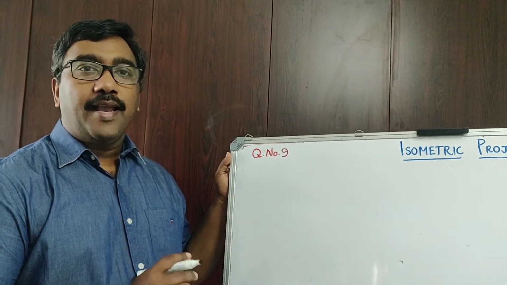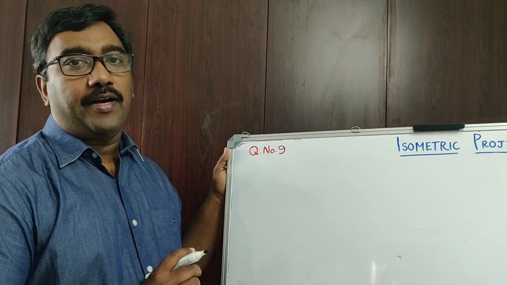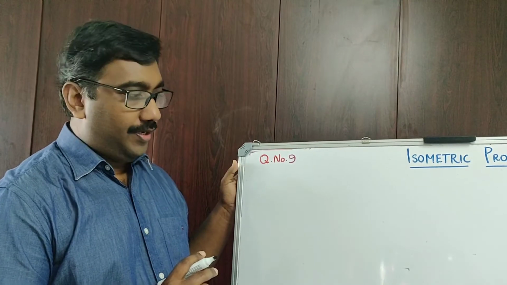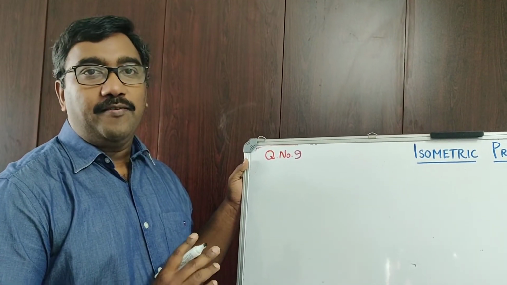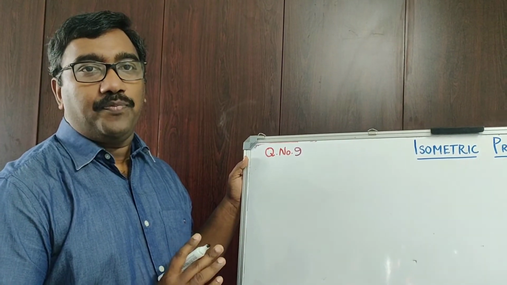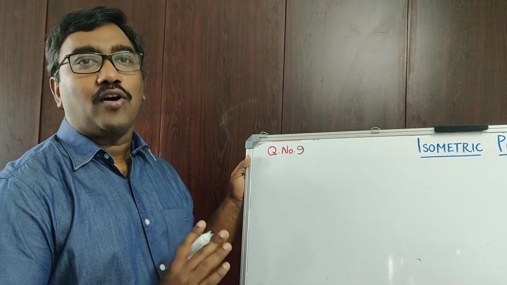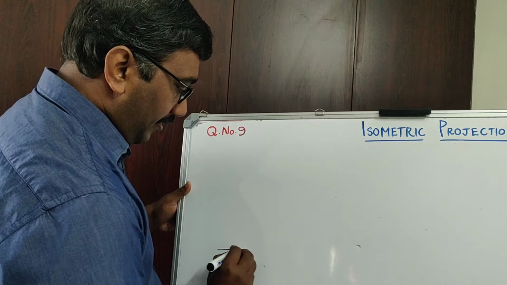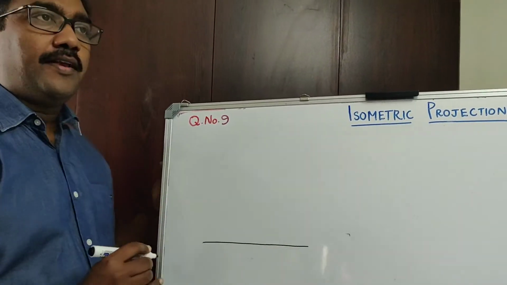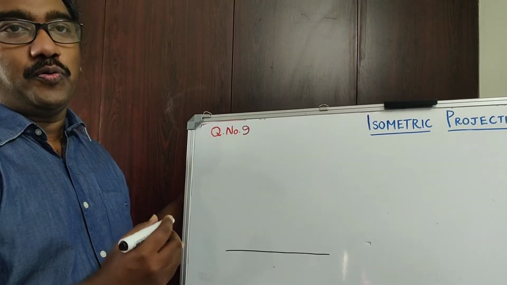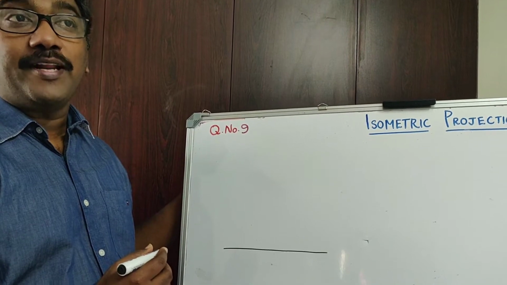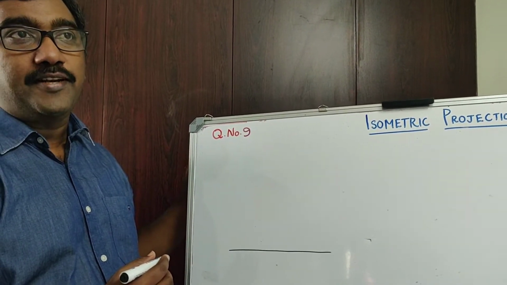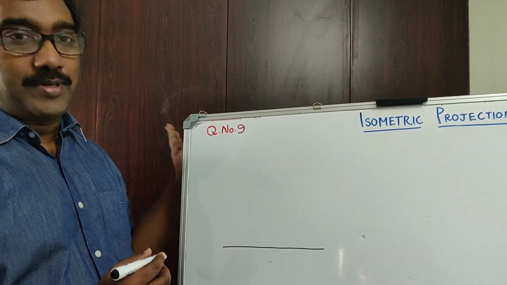Here the question is about the combination of a square slab and a cone. So when there is a combination, first of all we have to draw the symbol position as the combination. The question is to draw the isometric view, so there is no need of isometric scale. Straight away we can draw the symbol position using the actual dimensions.